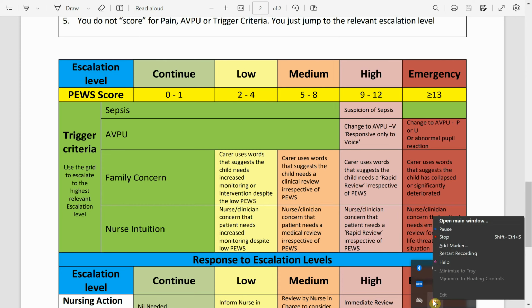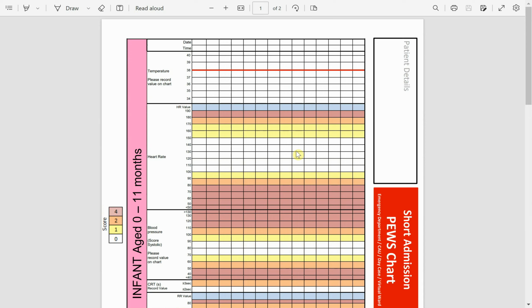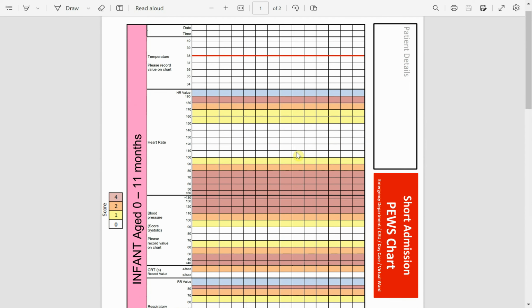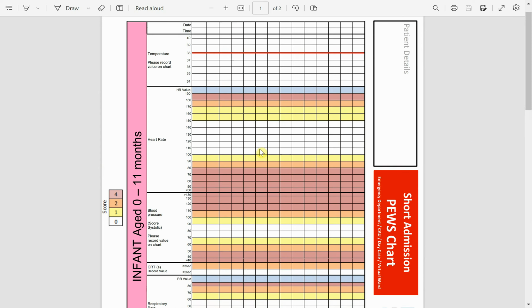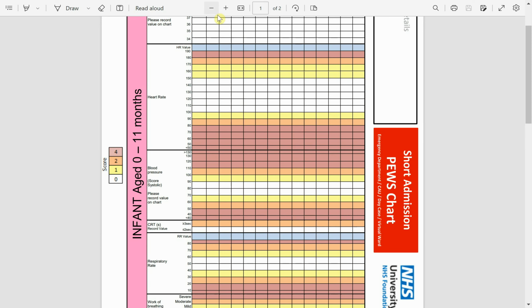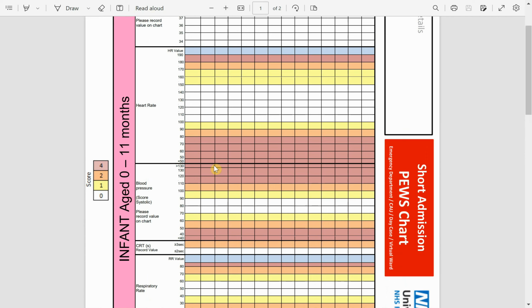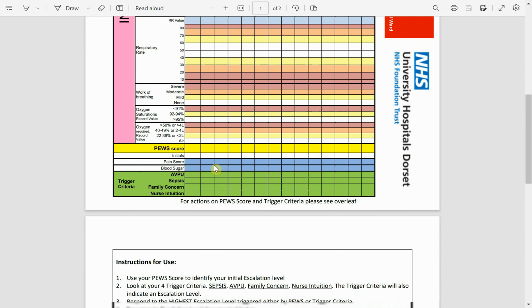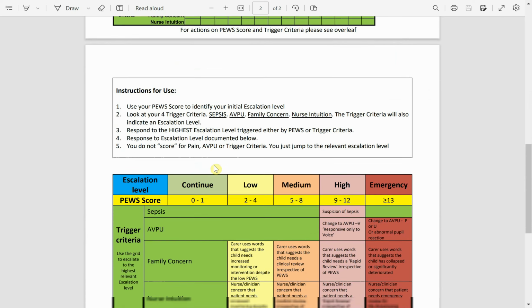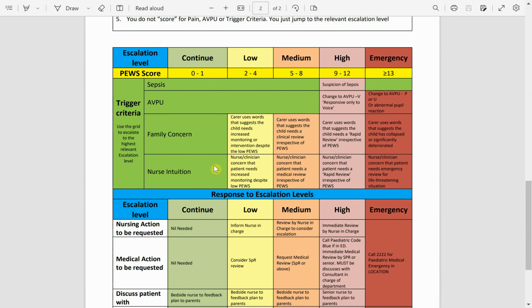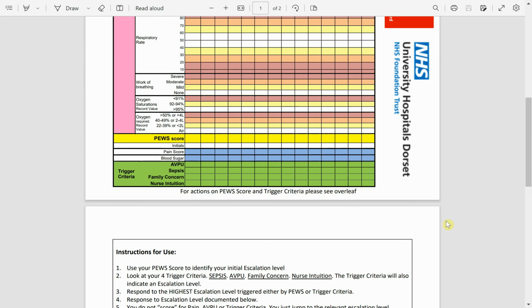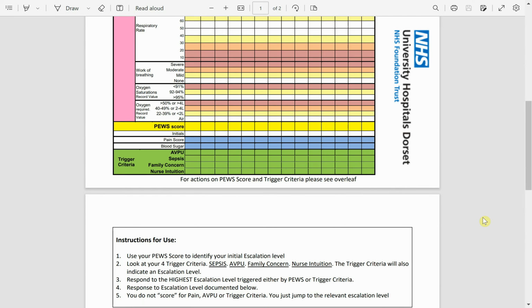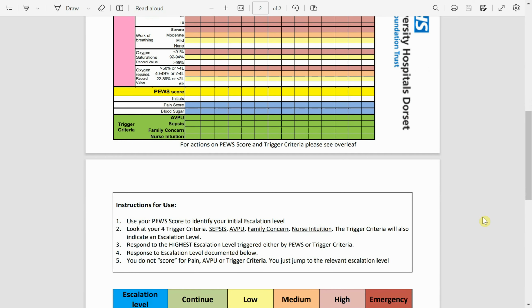So just to summarise, use your PEWS score to identify your initial escalation level. Look at your 4 trigger criteria: sepsis, AVPU, family concern, nurse intuition. The trigger criteria will also indicate an escalation level. Respond to the highest escalation level triggered either by PEWS or trigger criteria. Response to escalation level is documented below. You do not score for pain, AVPU or trigger criteria, you just jump to the relevant escalation level.